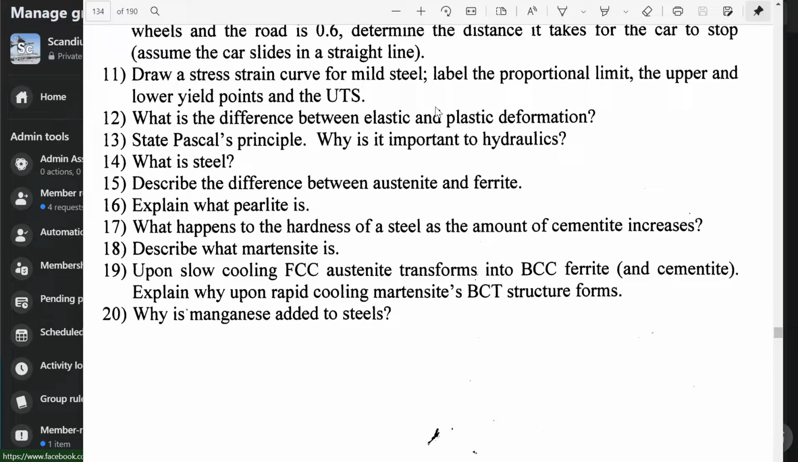Okay, so what is the difference between elastic and plastic deformation? Well, we talked a little bit about that before. Elastic deformation means that when you remove the load, it returns to its original shape. Plastic deformation means that it permanently is changed.